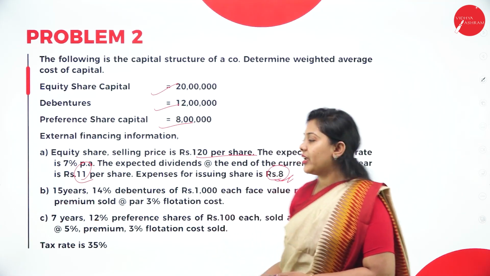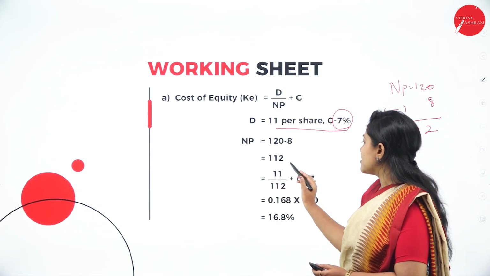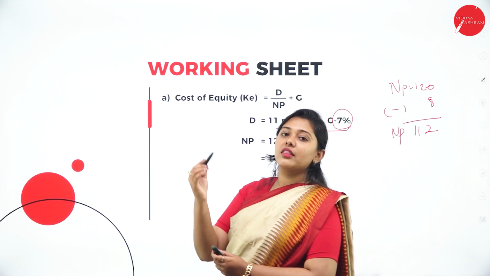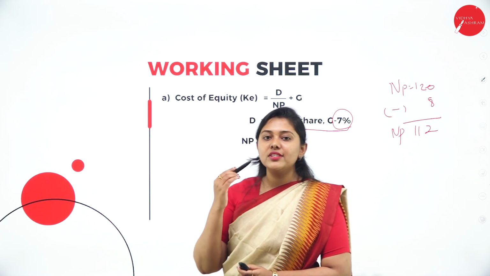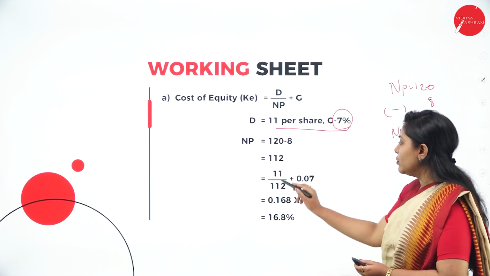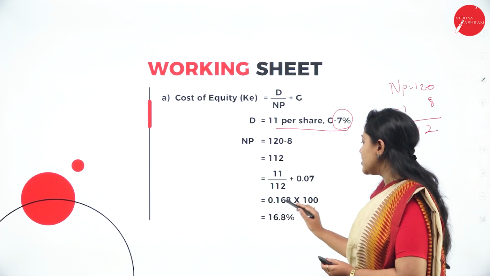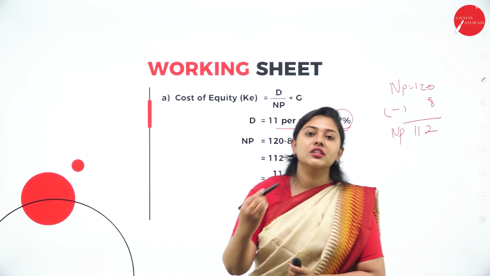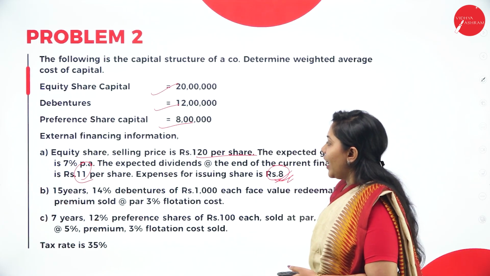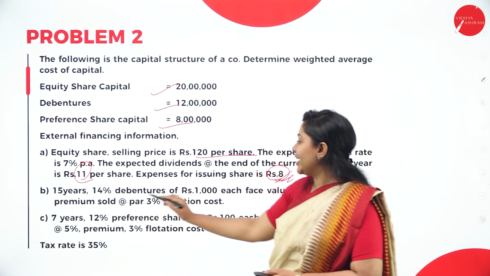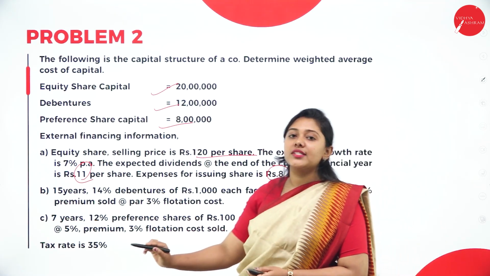So 112 will be your net proceeds, 11 rupees is your dividend, and growth rate is 7%, which you convert into decimal: 7 divided by 100, it will be 0.07. If you substitute the values, 11 divided by 112 plus 0.07, you get 0.168. Multiplying by 100 to convert into percentage, the value you get is 16.8%.